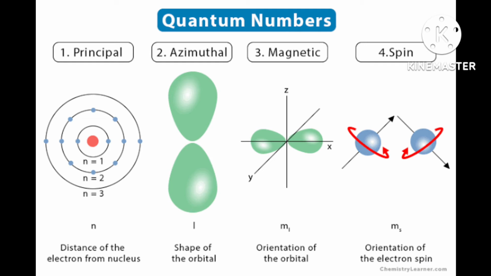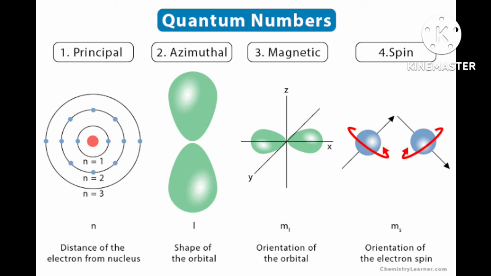Just now listen. Each cell consists of one, or each cell means n I am talking about. Each cell consists of one or more subcells or sublevels. The number of subcells in a principal cell is equal to the value of n. Both are the same number. For example, in the first cell n is equal to 1. There is only one subcell. n is equal to 1, then l is equal to also 1. Same.